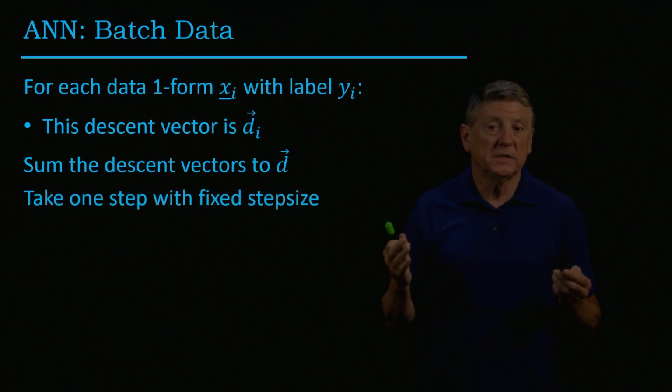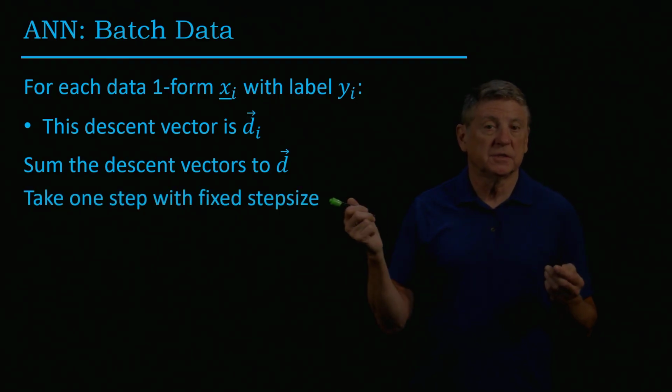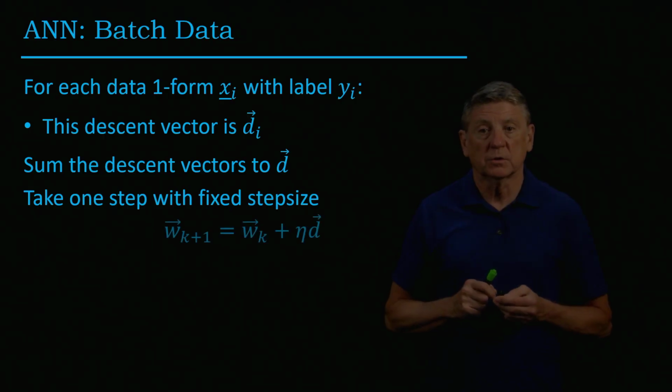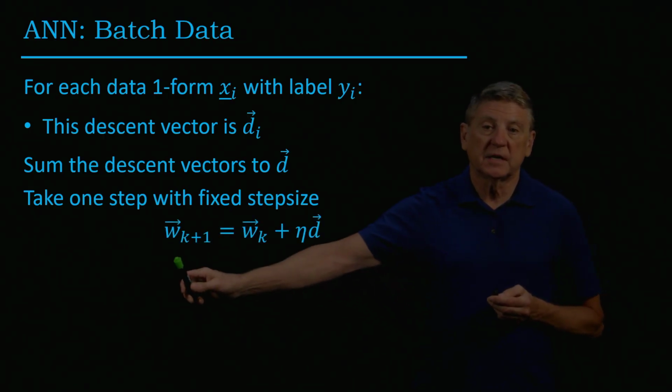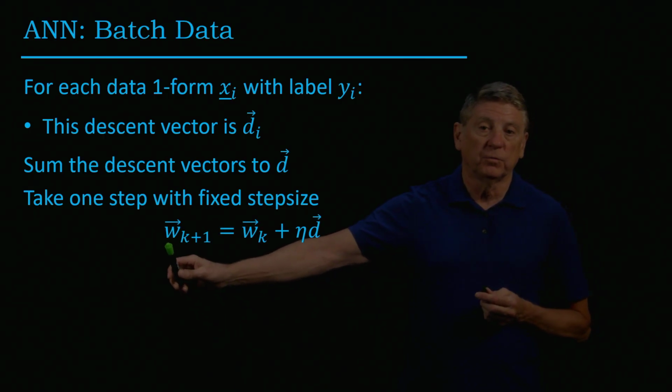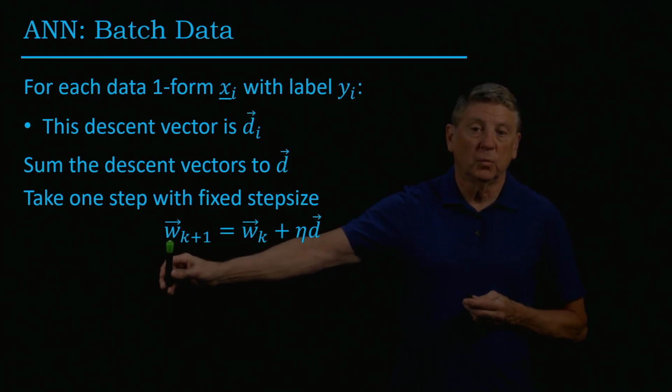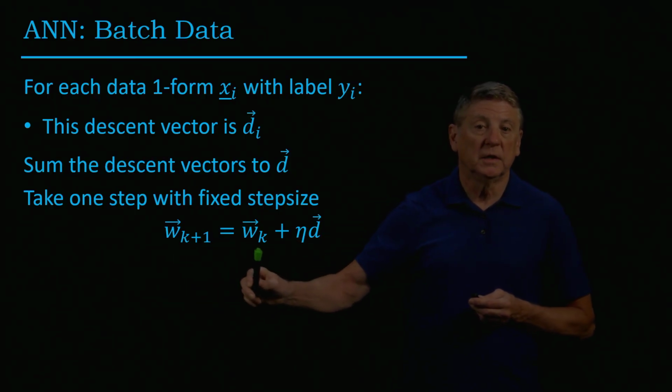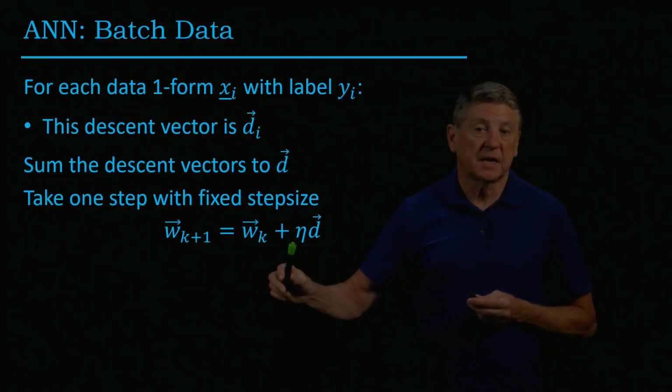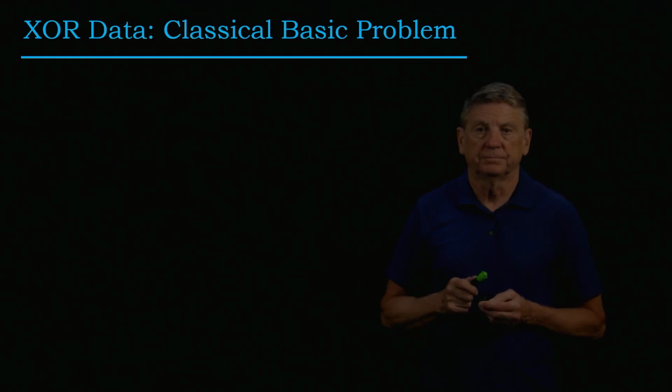We then take one step with fixed step size. This is the standard thing to do in neural networks. And what that means is that our new estimate of the overall neural weight vector is the previous one plus the learning rate, or step size, times this overall descent vector.